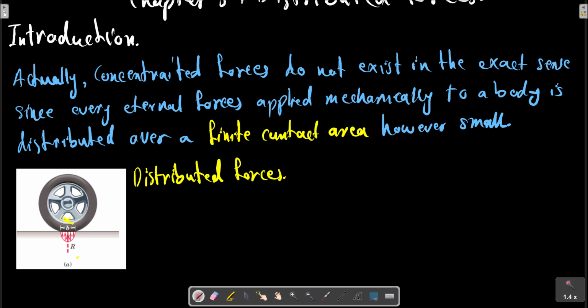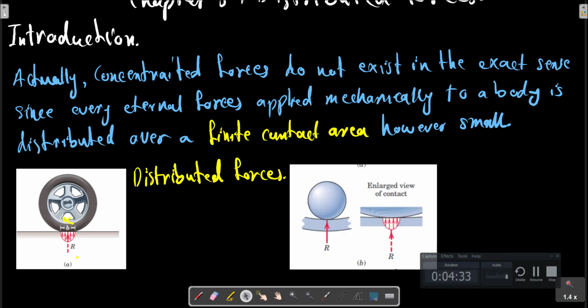Even the force of contact between a hardened steel ball and its race in a loaded ball bearing, as shown in this picture, is applied over a finite, though extremely small, contact area. Consider this picture, another example of distributed forces.